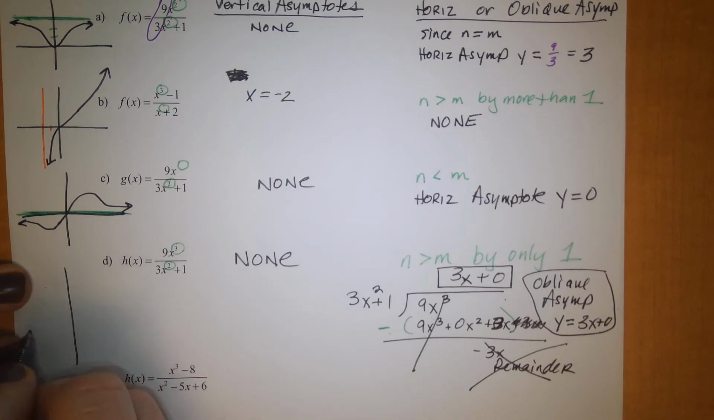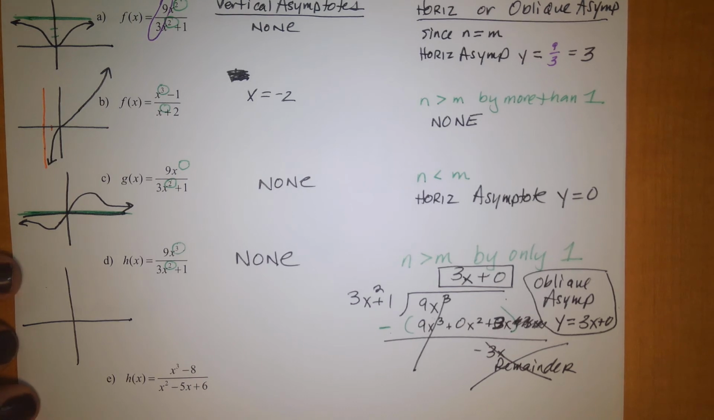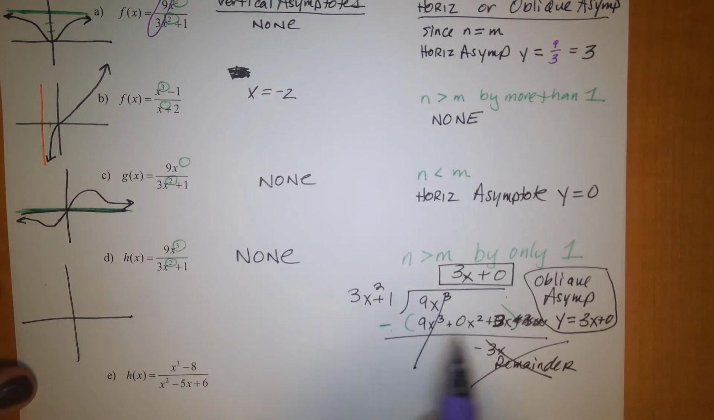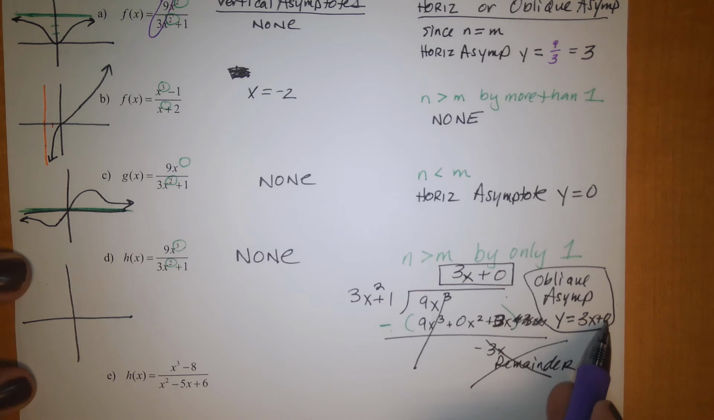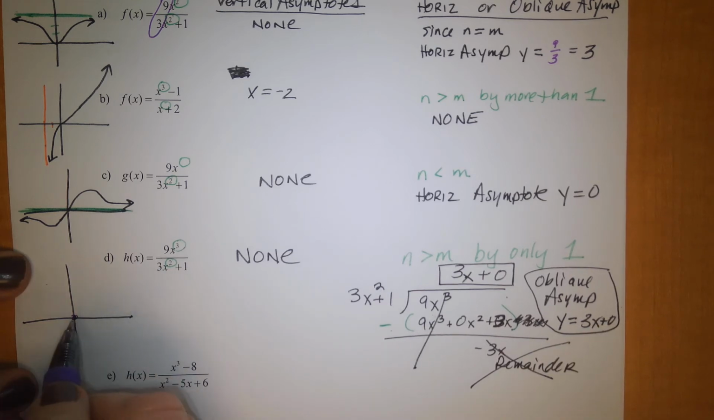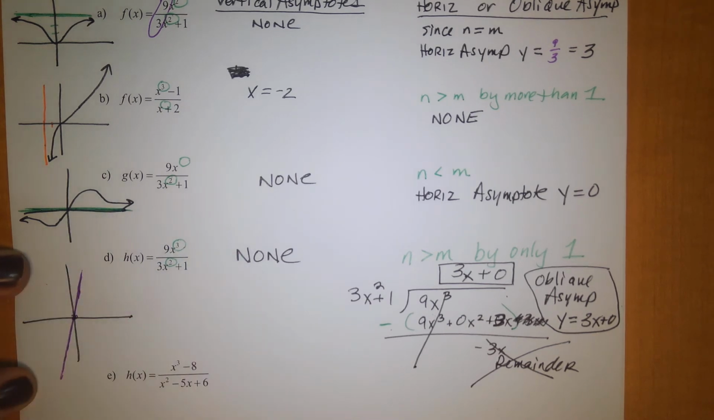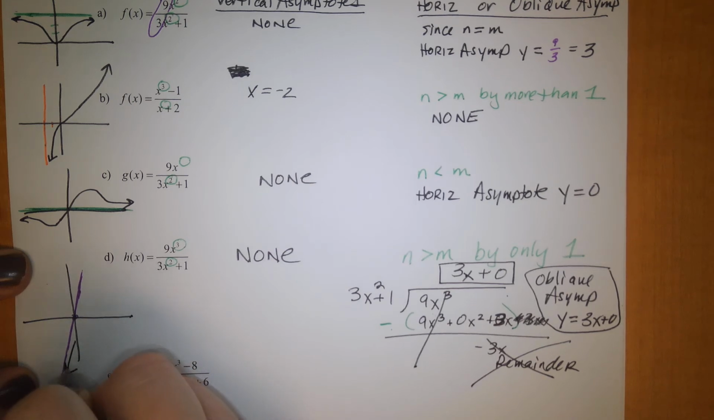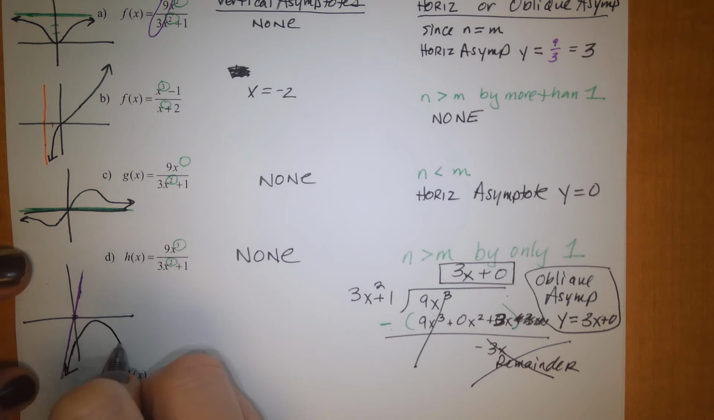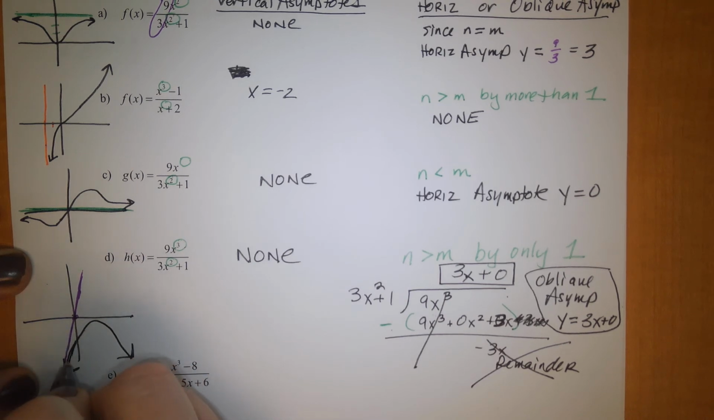On a graph, that would be a graph of an oblique asymptote. Going through the y-intercept would be 0 with a slope of 3, which is up 3 over 1. So my oblique asymptote will look like this. And if I graph the rest of this, it's ultimately going to do a picture that will look similar to this. So it gets closer and closer and closer to that purple oblique asymptote, but never crosses it.